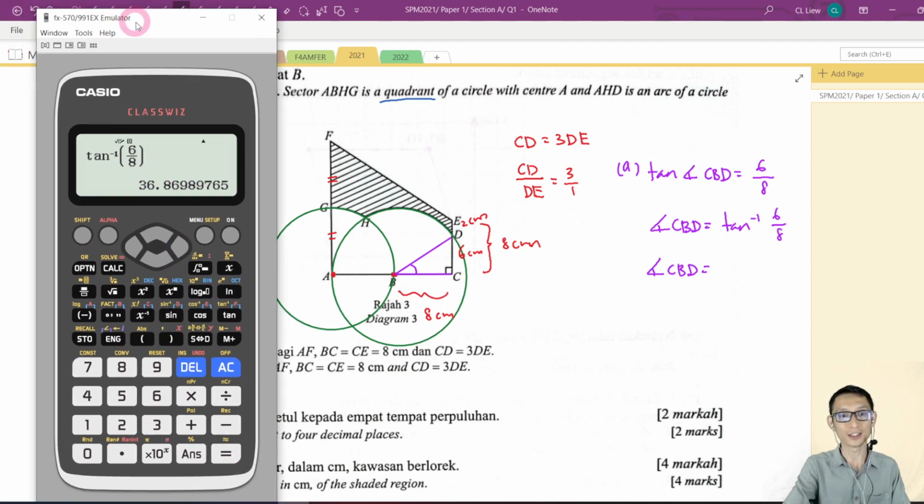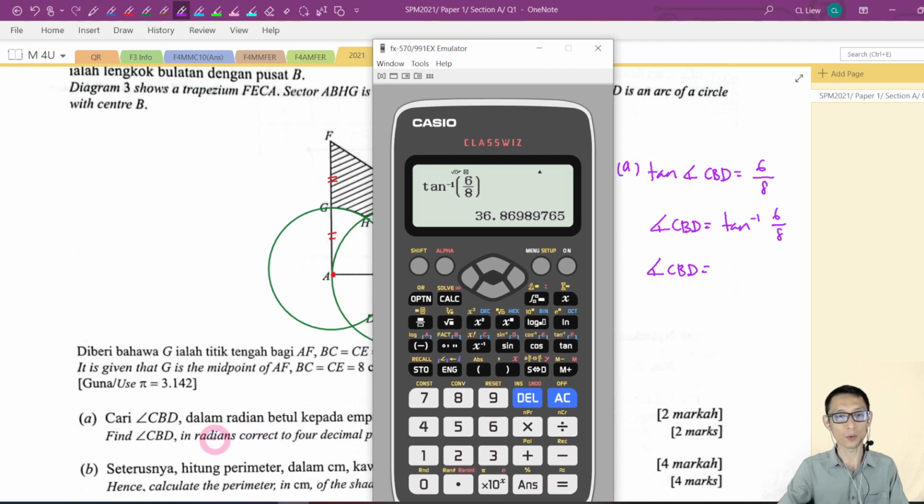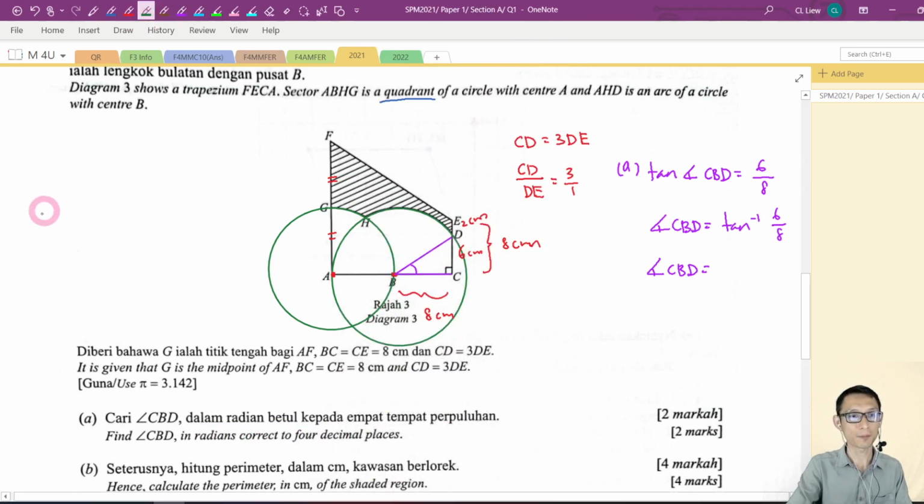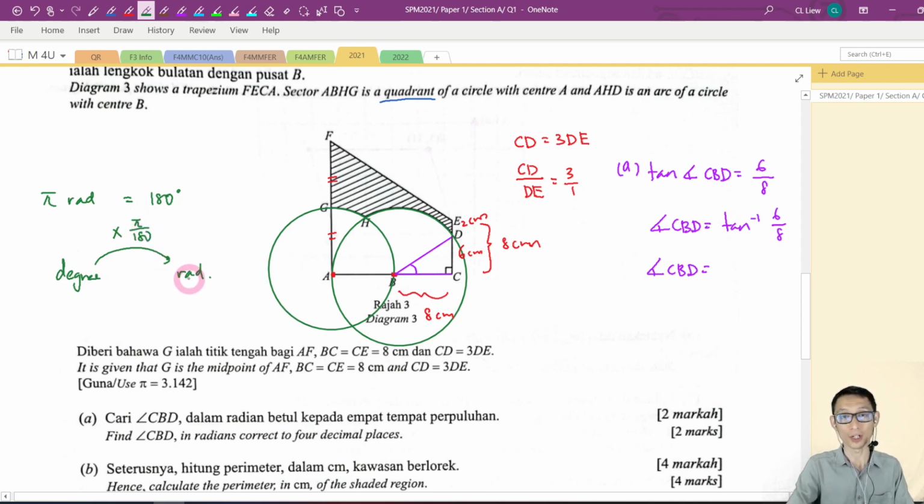Okay, so this is in degree. Since the question asks us to give our answer in radian, and to correct to 4 decimal places, still remember, pi radian is equal to 180 degree. So if you want to take an angle in degree and convert to radian, times pi over 180. Radian to degree, times 180 over pi. Okay, so you can remember this way.